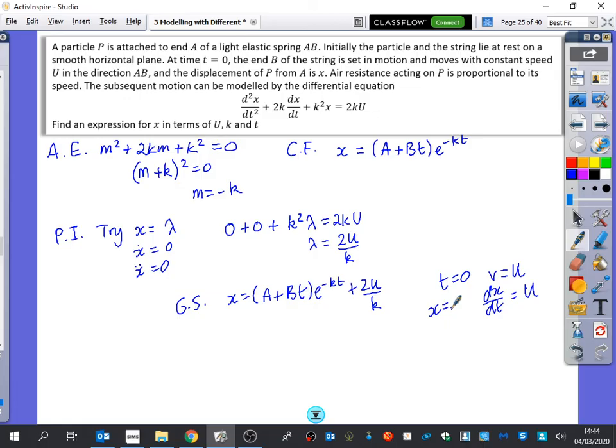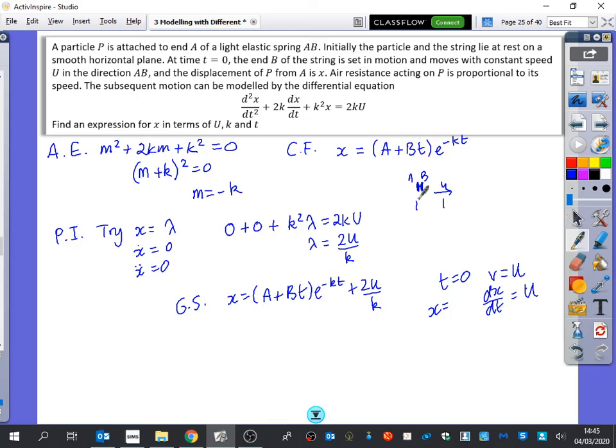The end of B is set in motion and moves with constant speed in the direction AB. So I actually just think A and B are starting at the beginning and then it's being set off. Here is A and here is B and they're connected with a long piece of string, and B is being moved in this direction with a speed of U, and eventually it's going to start bouncing after a while, okay?